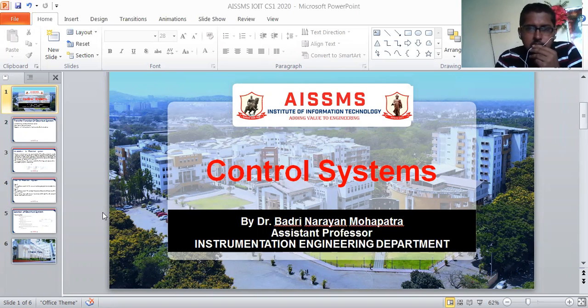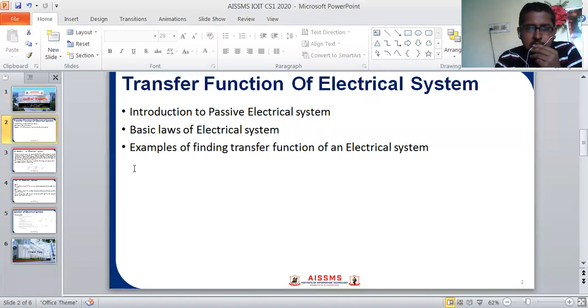Today we will be discussing control systems. In control systems, there are different parameters, but today we will be discussing the transfer function of electrical systems. In this case, we will have an introduction to passive electrical systems. Then we will discuss the basic laws of electrical systems. Then we will find the transfer function of an electrical system.